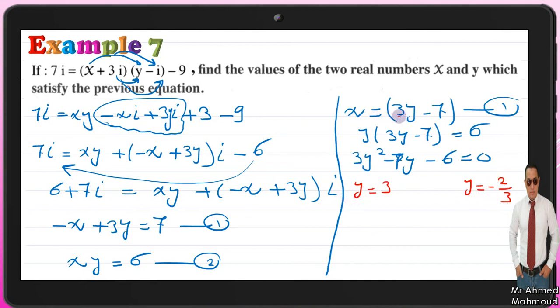Back to this equation. Here x equals 3 times 3 minus 7. Then 3 times 3 equals 9 minus 7 equals 2. Then x equals 2. Or here x equals 3 times negative 2 over 3, which is negative 2, minus 7 equals negative 9. So x equals negative 9.